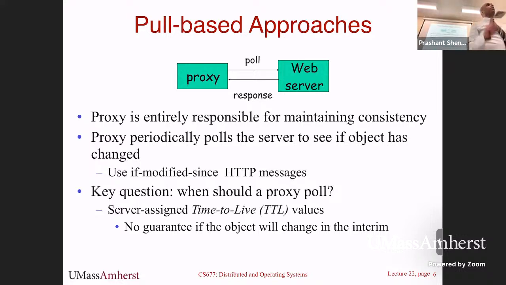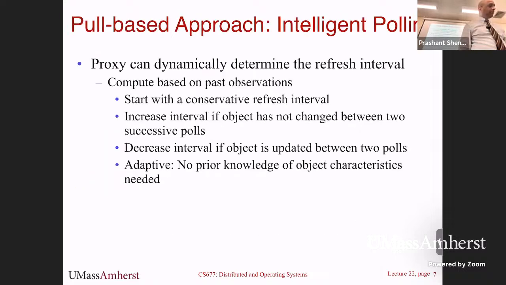Okay? But what you should be keeping in mind is that this is going to be weaker consistency than the server push, because between two polls, the content might change at the server, in which case you will have stale content. Okay? So the question is, how do you decide a good polling interval that minimizes the chances that you are going to have stale content? Okay? There are many ways to do this.